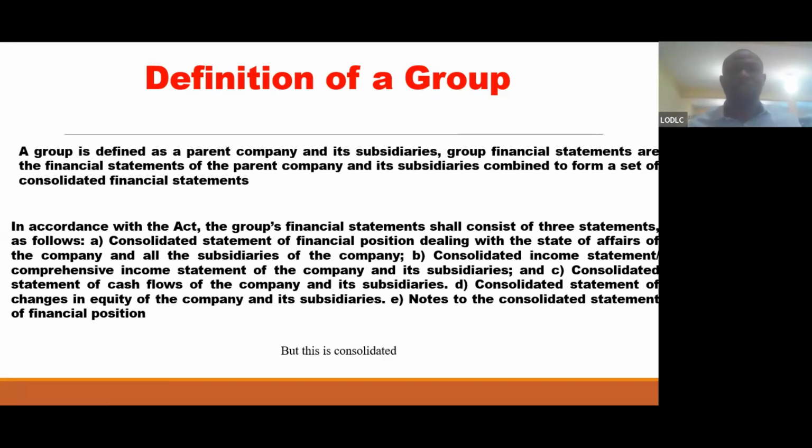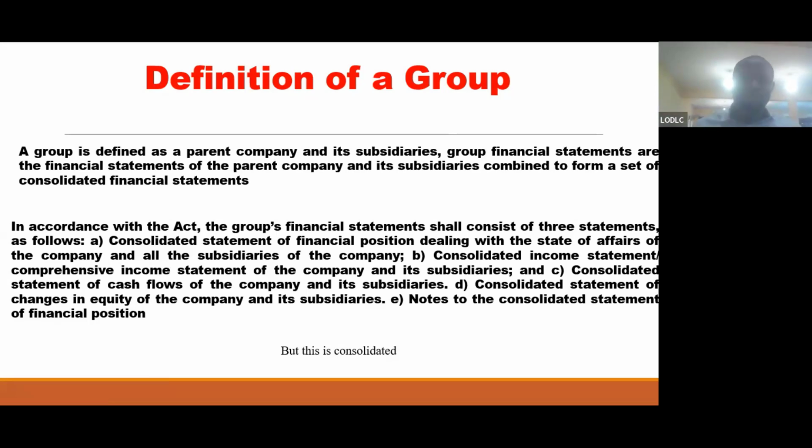So group financial statements are the financial statements of the parent company and its subsidiaries combined to form a set of what? Consolidated financial statements. The financial statements will appear as if it's just one entity, whereas the parent is one and the subsidiaries are many. So when you merge all the accounts together and present it as if it is in one single document, that's what we mean by group accounts.